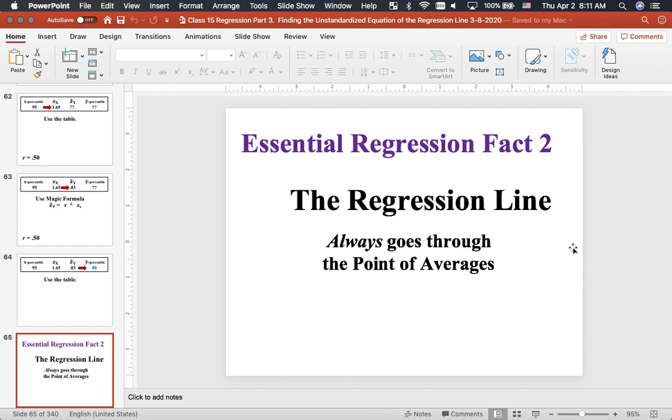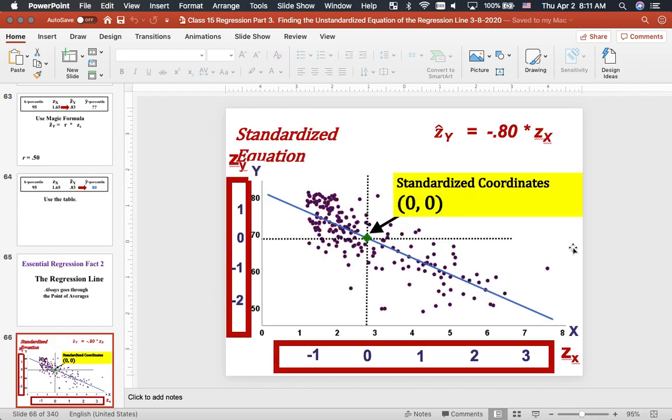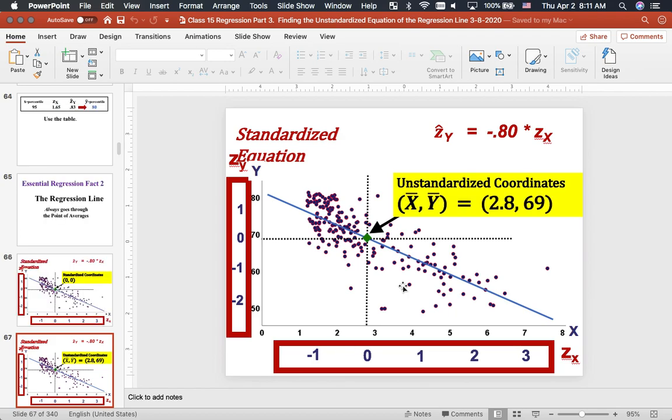Okay, so this is really important. The regression line always goes through the point of averages. Always. So if we look right here, we have this standardized equation where we have our standardized regression line, and you can see right there, it goes through our standardized coordinates of 0, 0, which is the point of averages for a standardized regression equation. If we talk about it in unstandardized coordinates, it would just be the mean of x and the mean of y. In this case, 2.8 and 69.